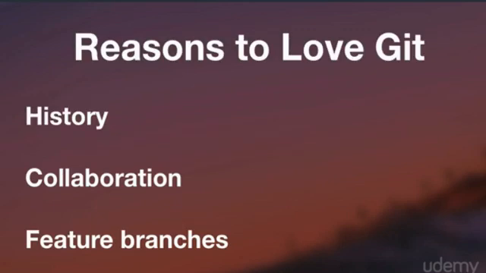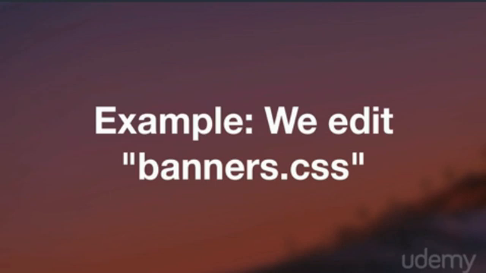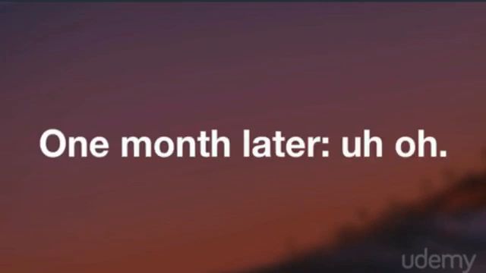And the biggest one that I want to talk about first is history. So history just means that Git keeps track of every change we make to our project. Here's an example of why that's amazing. Let's imagine that we adjust the CSS on a website. Maybe we delete a few styles and add a few new styles.